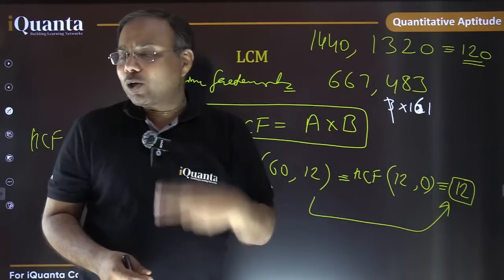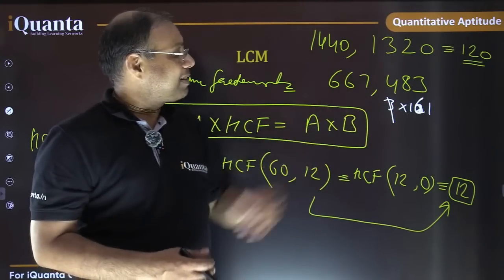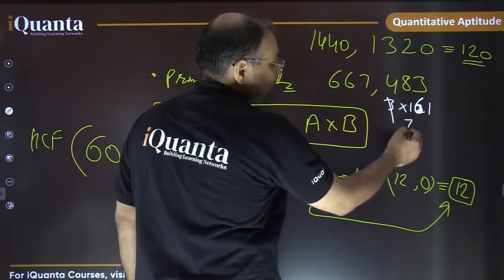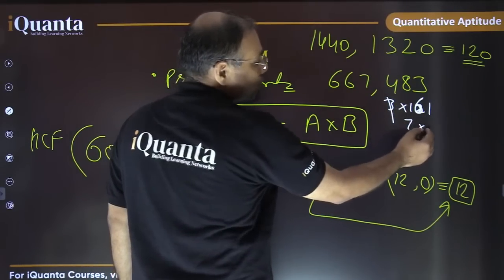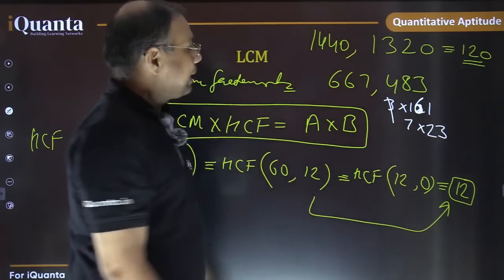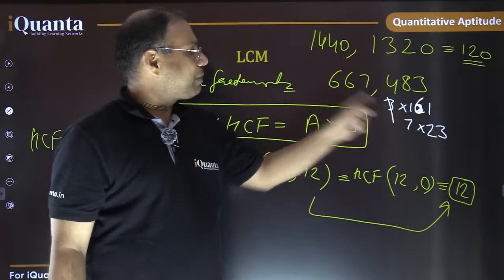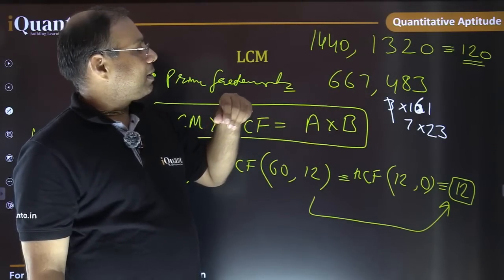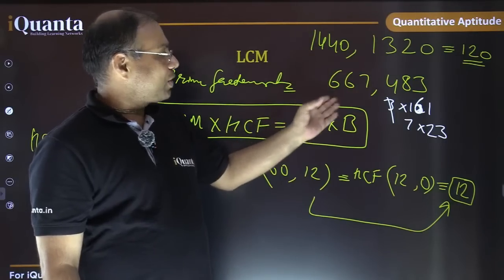It is not divisible by 2 or 3 or 5. Is it divisible by 7? Yes, it is divisible by 7. So 161 is basically 7 into how much? 7 2s are 14 and 2 is remaining, 23. Okay, is 667 divisible by 7? Please check. We can easily check. 7 9s are 63. 3 is remaining. It's not divisible.